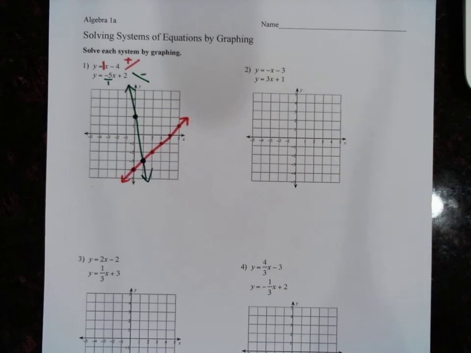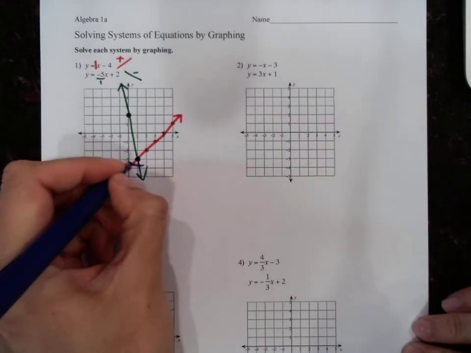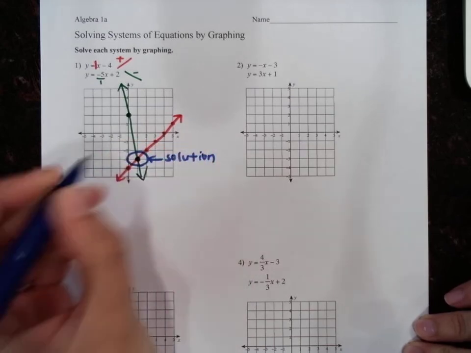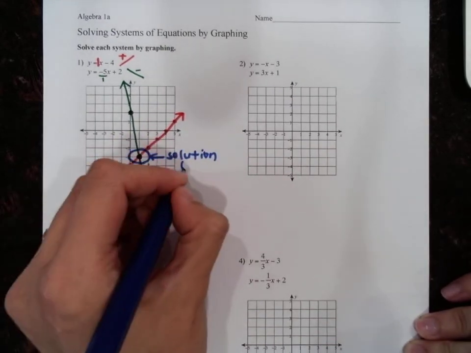So step 1, we graphed both lines. Then according to our notes, our second step is we need to find the solution. So where do our lines cross? They cross right here. And so that point right there is our solution, which is x is 1 and y is negative 3.